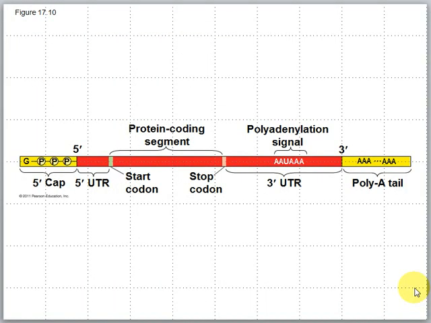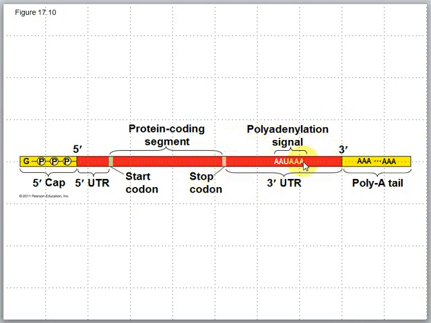Here's an illustration that talks about some of that RNA processing. So this section right here is the actual protein coding segment. You can see this messenger RNA is a lot longer than just the coding segment that we're going to be using to create a particular protein, or a particular amino acid chain. So we have the 5' cap that goes on here. Here's your start and stop signal.